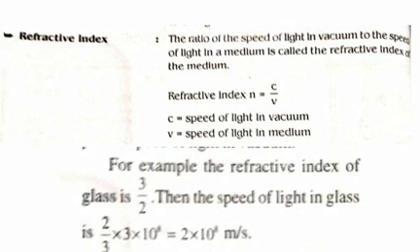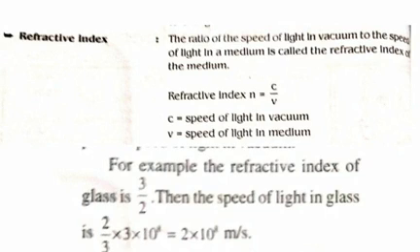Okay, n = c/v is there. If the refractive index of glass is 3/2, then what is the speed of light in glass? Can we identify? Yes, we can identify. How? Here the refractive index value n = 3/2 is there. That we substitute in the above formula. What is that formula? The refractive index formula n = c/v.